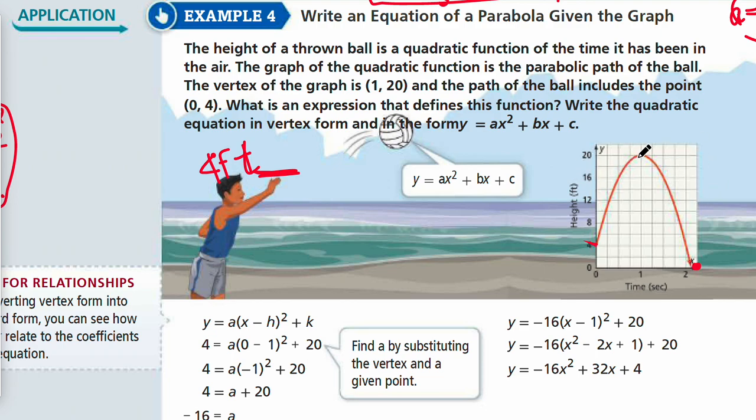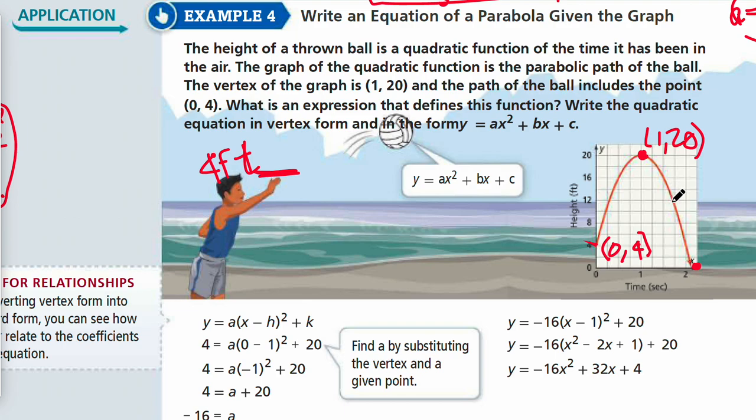The vertex of the graph here is (1, 20). Your ball meets the ground at a little bit over 2 seconds, right? But your vertex reaches the maximum point at (1, 20). And we know that this path of the ball includes this point, your y-intercept, which is (0, 4). So as long as we have 2 points, we can write the equation in vertex form.